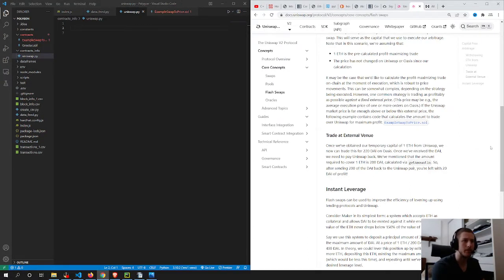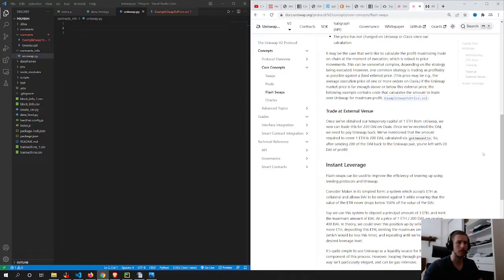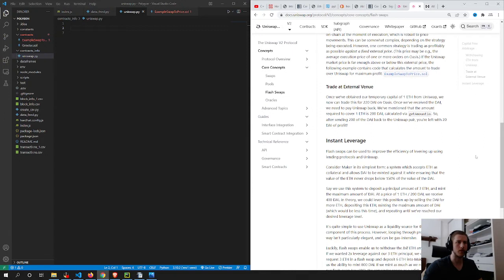Trade at external venue. Once we've obtained our temporary capital of 1 ETH from Uniswap, we now can trade this for 220 DAI on Oasis. Once we've received the DAI, we need to pay Uniswap back. We've mentioned that the amount required to cover 1 ETH is 200 DAI, calculated via getAmountIn. So after sending 200 of the DAI back to the Uniswap pair, we're left with 20 DAI of profit.